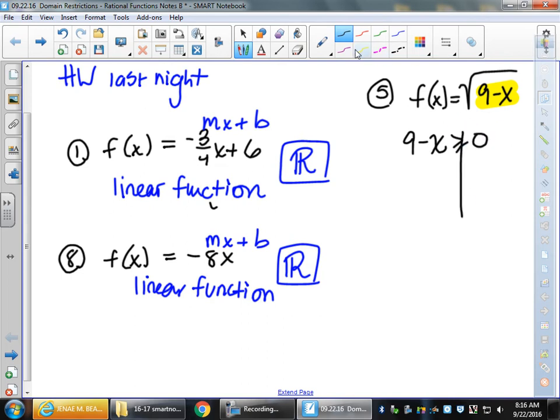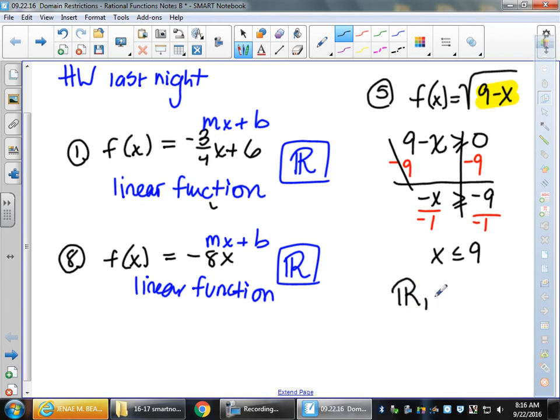Great. And then how do you solve this? You're going to subtract 9 from both sides. Is this done? No. Divide by negative 1. We do need to flip the inequality sign. Great job. But this is not a complete answer. What's my final answer? Less than or equal to 9. Good.